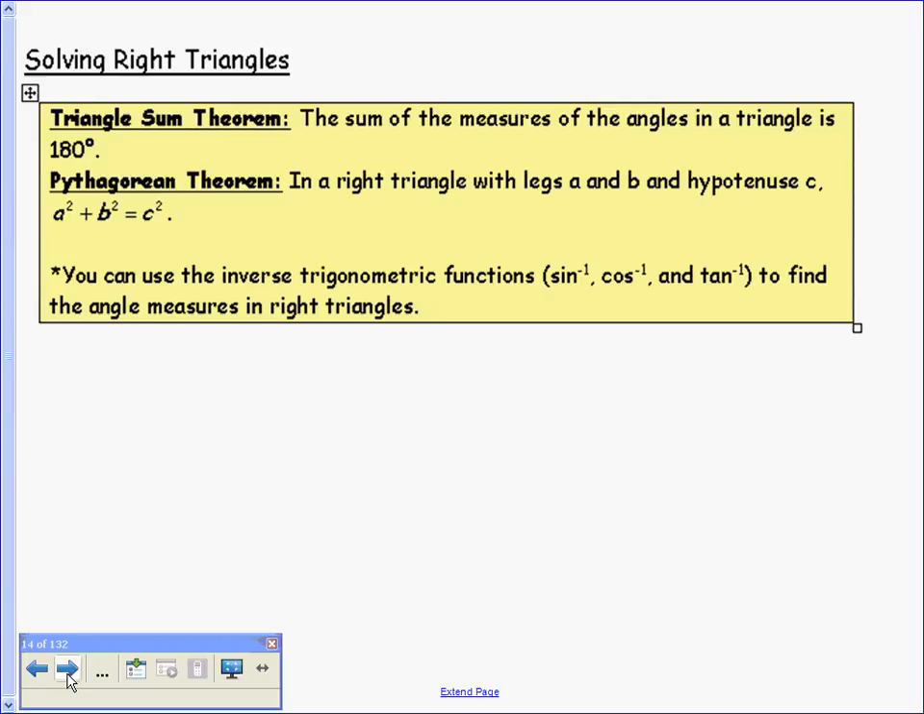And then also in right triangles, we have the Pythagorean theorem, and that tells us that for a right triangle with legs a and b and a hypotenuse c, we can apply a squared plus b squared is equal to c squared. And then also you need to know that you're going to be able to use inverse trigonometric functions like inverse sine, inverse cosine, and inverse tangent. We can also refer to those as arcsine to find angle measures in right triangles. And we're going to see how to do that here in a few minutes.